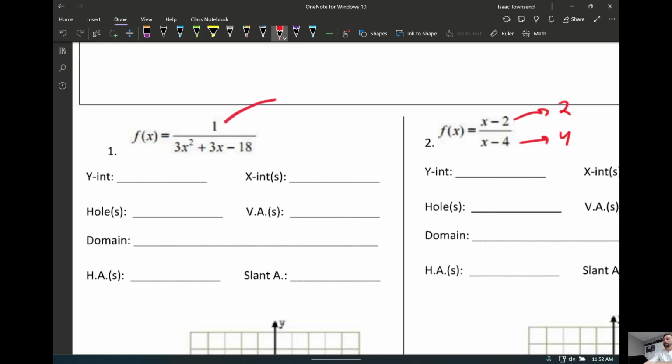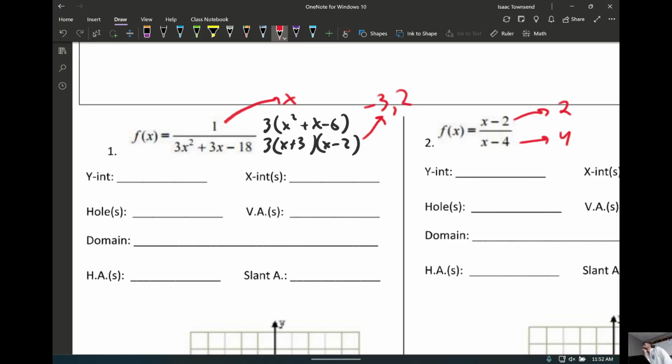Question 1, I can tell that the numerator never equals 0. 1 never equals 0. 1x could equal 0, but not just 1. And then for the denominator, I have to do a little bit of work. I've got to factor it. It's got a GCF and a trinomial before I can tell you that 3 doesn't equal 0, but x plus 3 does, and x minus 2 does.